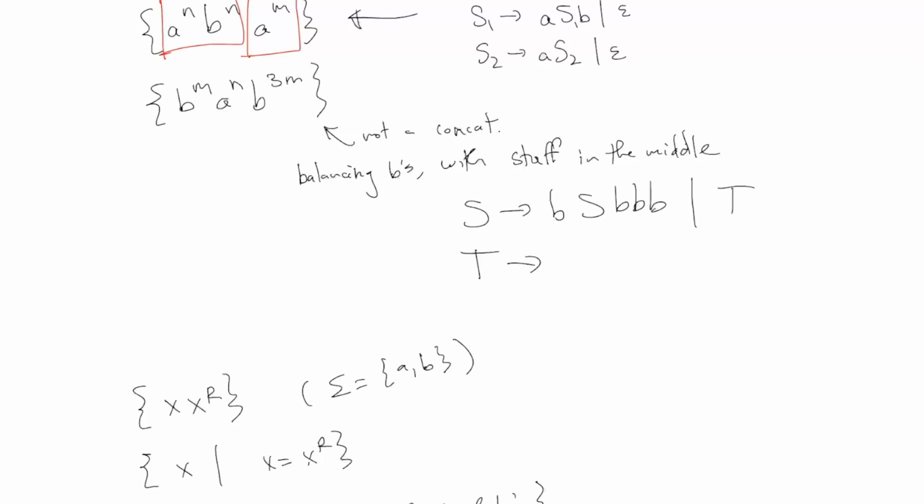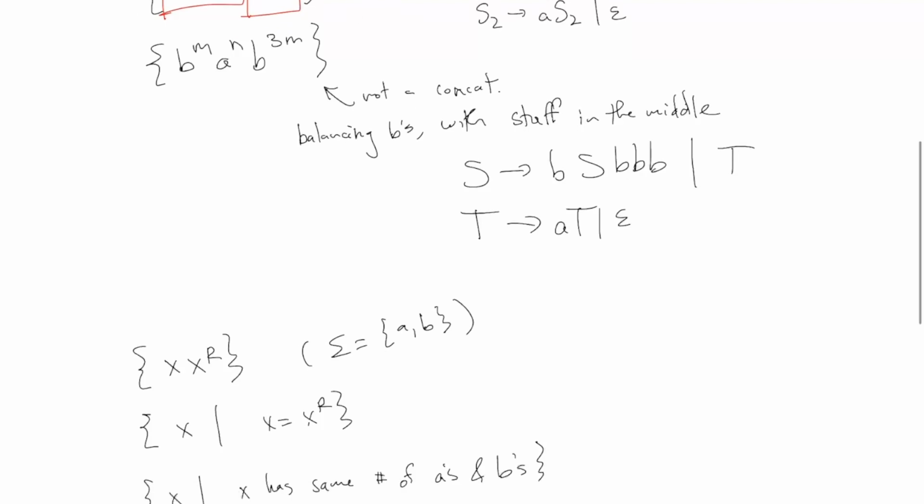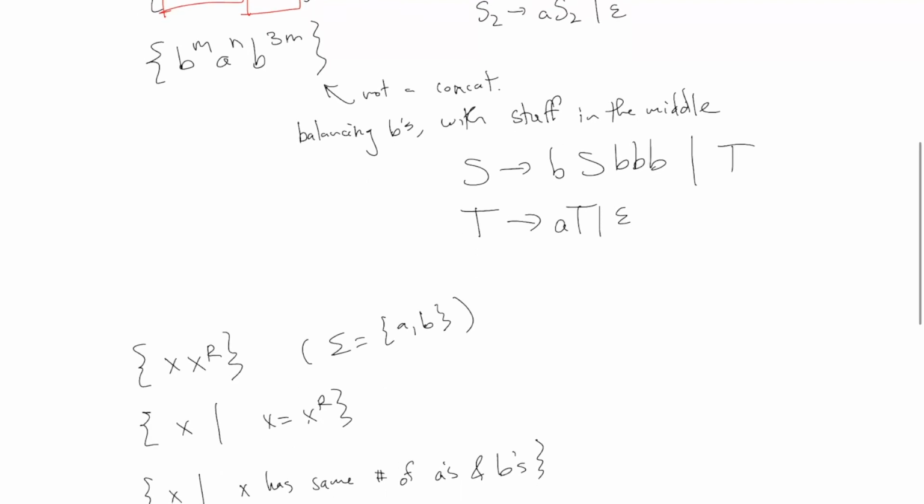And then what should I do for the T? The T, I just want to become a bunch of A's in the middle. So I can do T goes to A T or epsilon. So that's how I would solve that one. Any questions about that? It's a little trickier, I guess. Although these are things you get used to after seeing them enough times.